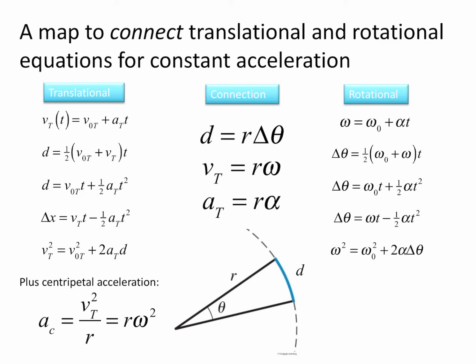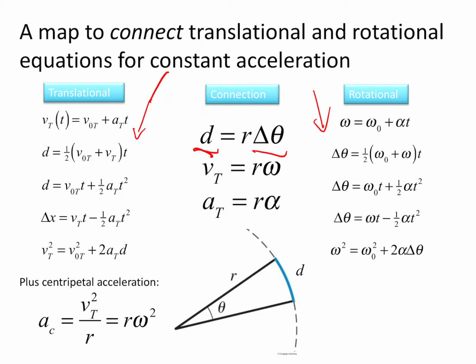Now, this slide summarizes everything we need for rotational kinematics. There is a one-to-one correspondence for the kinematic equations. Of course, keep in mind, this one is for constant acceleration for linear motion, and this one is for constant angular acceleration. And then we can relate linear motion and angular motion.